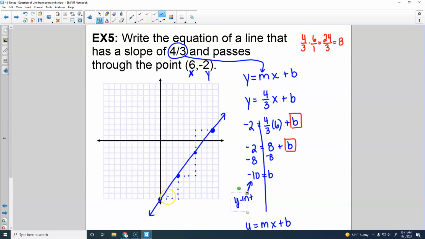And so here is my line. You can tell I have a slope of 4/3. And what is my y-intercept right here? Negative 10. So I know that I've done it correctly.